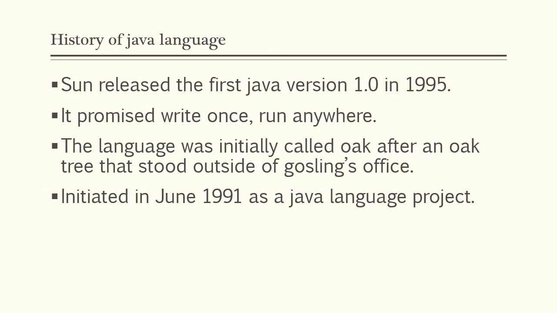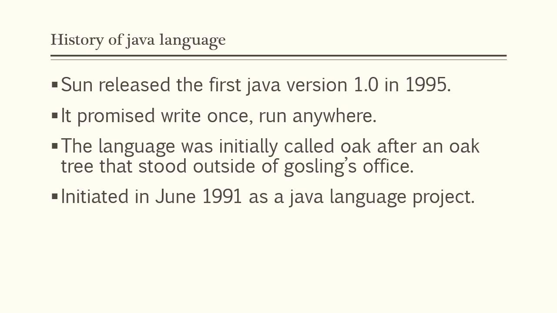So here comes the history of the Java language. You know a little bit about the text editor, the installation process, and everything included in this video. But you have to know about the history of the Java language. Why? Because the language you are working on, you have to know about its past, like how it was made, in which year, and all those things. Sun released the first Java version 1.0 in 1995.